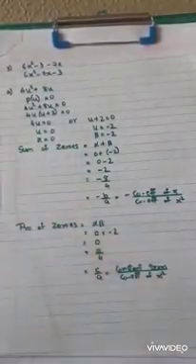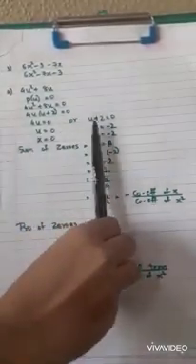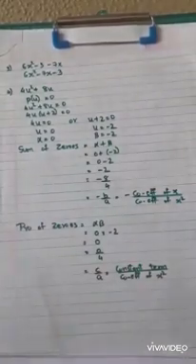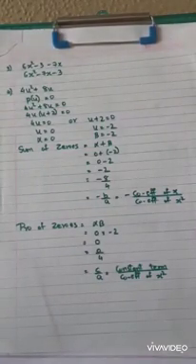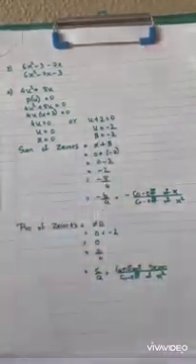0 upon 4 equals 0. Here u equals 0. Same here, u plus 2 equals 0, so u equals minus 2. That means we are getting two zeros. One zero is 0, another zero is minus 2. That means alpha is 0 and beta is minus 2.